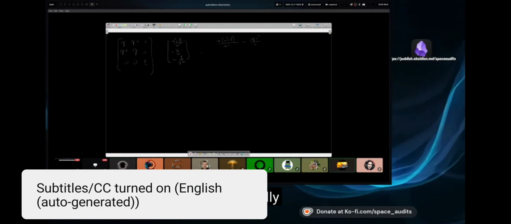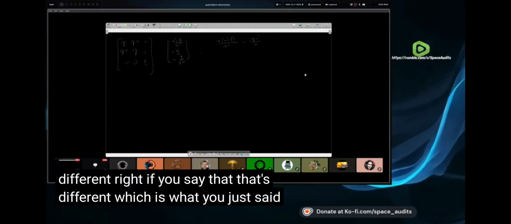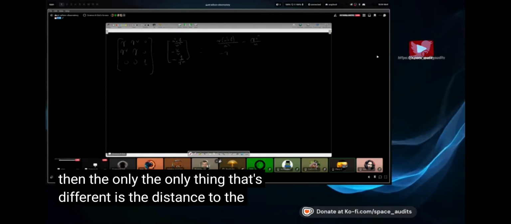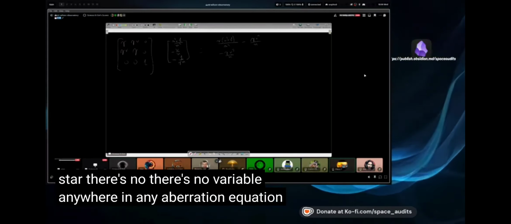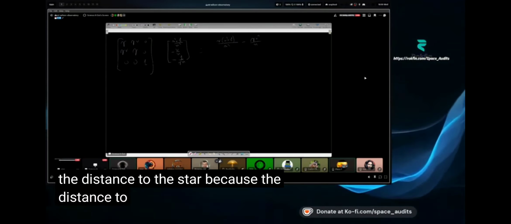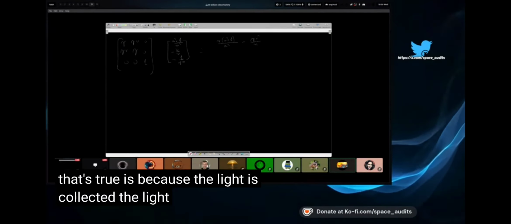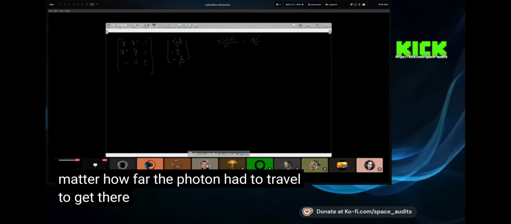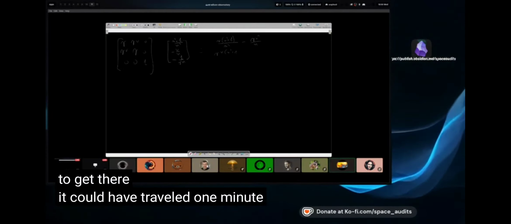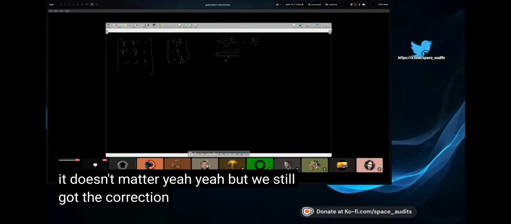What you're saying, basically, if you say that's different, which is what you just said, then the only thing that's different is the distance to the star. There's no variable anywhere in any aberration equation for the distance to the star, because the distance to the star does not matter. And the reason it doesn't matter is because the light is collected at the lens of the telescope. So it doesn't matter how far the photon had to travel to get there. It could have traveled 1 minute, 1 hour, 1 year, 100 million years. Yeah, it doesn't matter. But you still get the correction from the transformation.